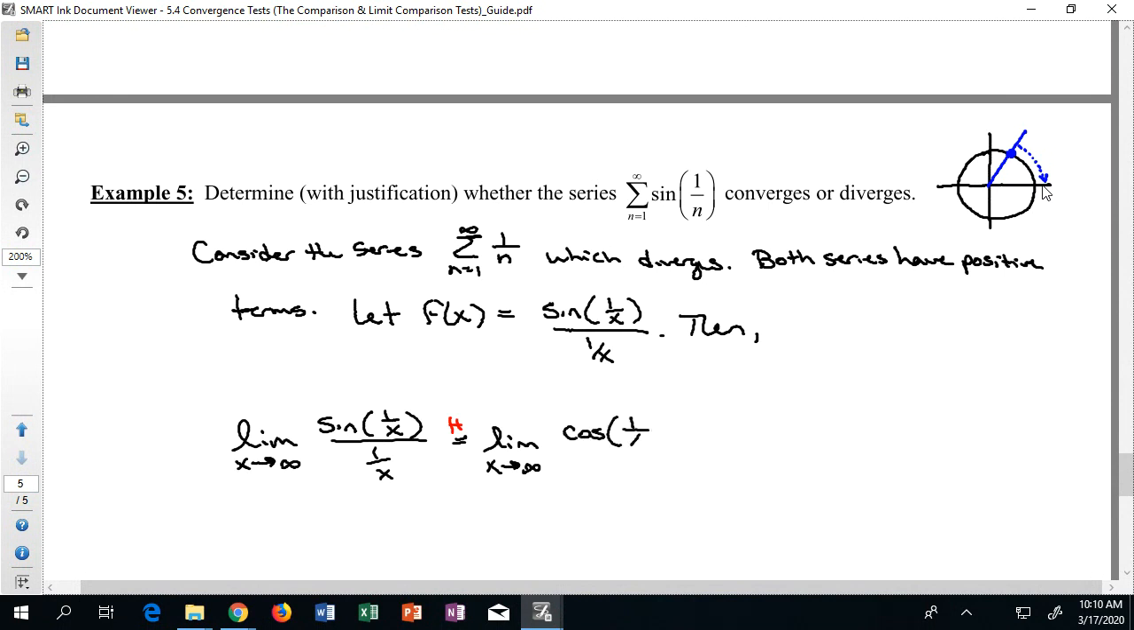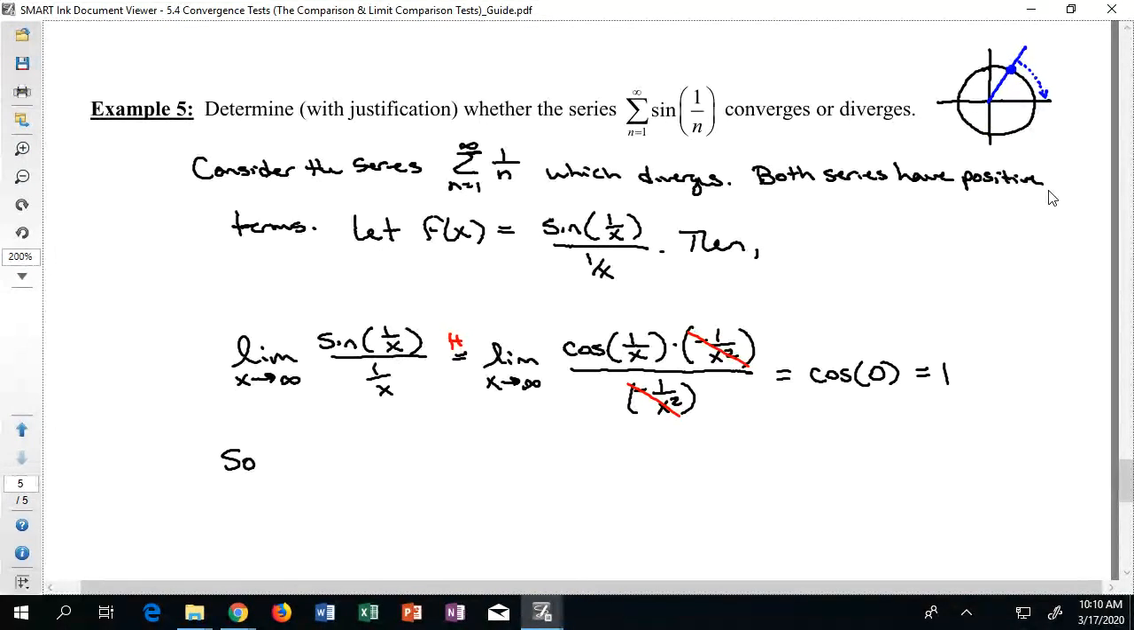The numerator is going to be cosine of 1 over x times negative 1 over x squared. Don't forget that came from the chain rule. And the denominator is also going to have a negative 1 over an x squared. That's convenient because these pieces here are going to cancel out, and what I'm left with is ultimately going to be just the cosine of 0, which is 1. So that means that the limit of the sine of 1 over n over 1 over n as n goes to infinity is also equal to 1.